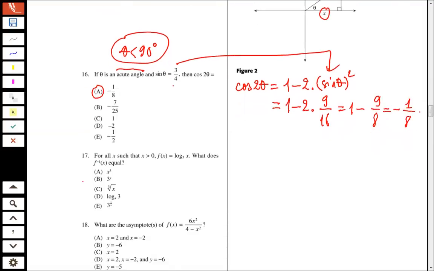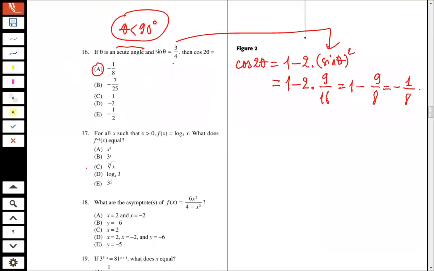Question number 17. Pretty easy. This notation means inverse function of log base 3 of x. The inverse function of this function is 3 raised to the power x, option B.